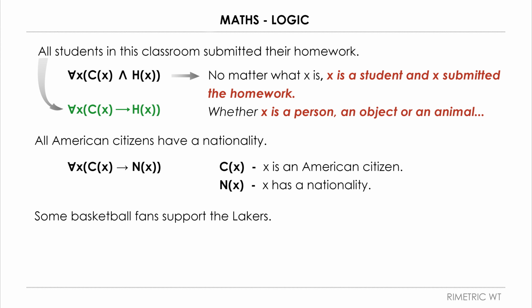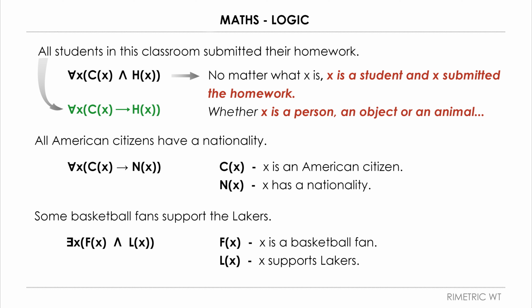All right, since it's some, we use the existential quantifier, and we use a conjunction because it's an existential quantifier. Therefore, the expression becomes there exists x, F(x) and L(x), where F(x) stands for x is a basketball fan, and L(x) stands for x supports the Lakers.